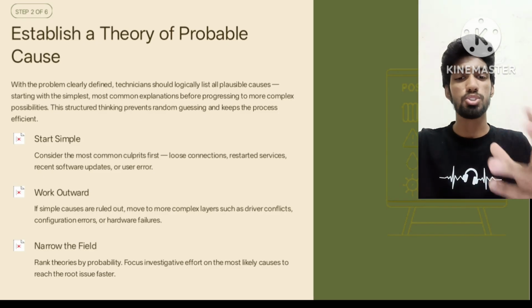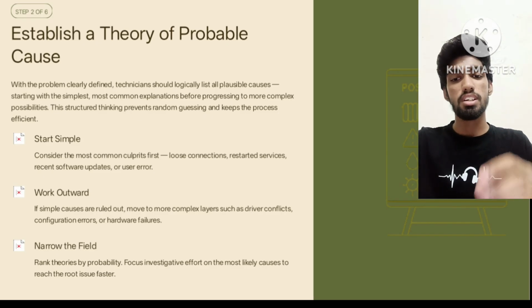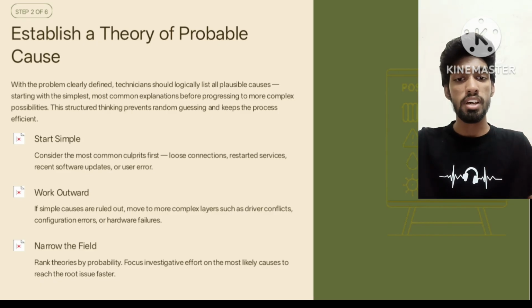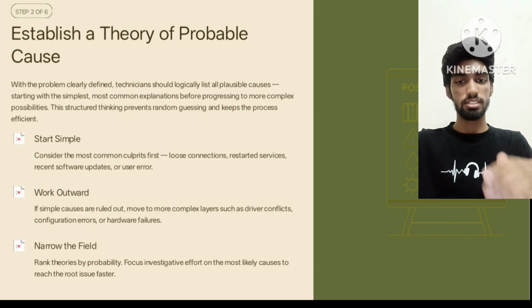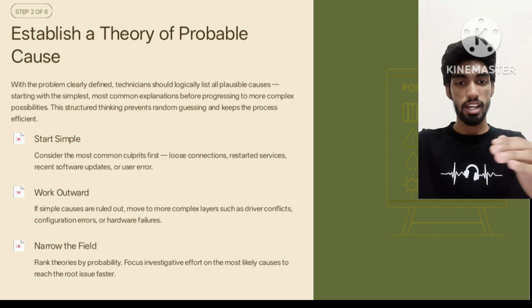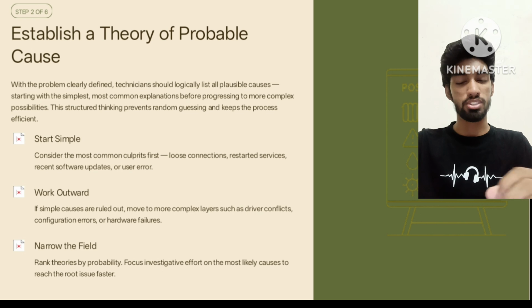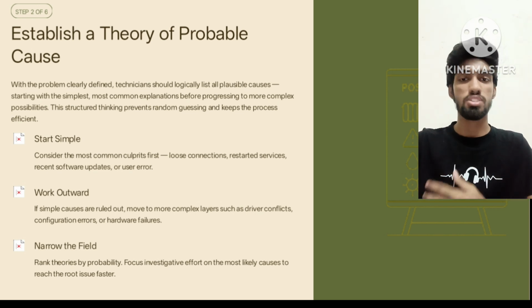Additional suggestion and solutions is that firstly, divide causes into categories. For example, hardware, software, and network. The next is check recent changes, that is new software updates and hardware changes. Compare with other working systems is the last one. Additional suggestions and solutions.